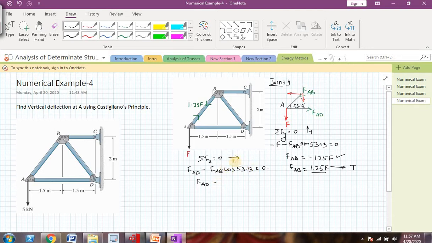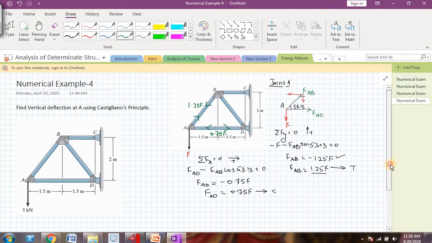So when you substitute that value, I will get the value of FAD as minus 0.75 F. So you are getting FAD also in terms of minus. It means you had assumed FAD as tension, but it is not tension, instead it is compression. So 0.75 times F compression. Let me just mark that. It is arrow towards the joint and its value is 0.75 times F.